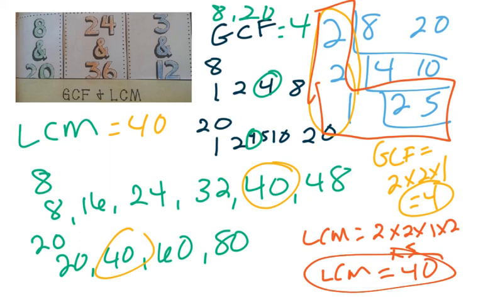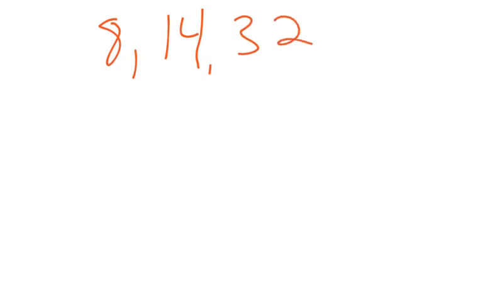You can try 24 and 36 on your own and 3 and 12 on your own with whatever method you want. On the Google Slides, I have answers there using both methods that you can check your work with, okay? Okay, so if you have 3 numbers, so let's say we have 8, 14, and I don't know, 32, I guess, okay?